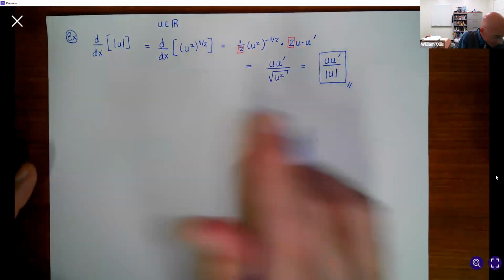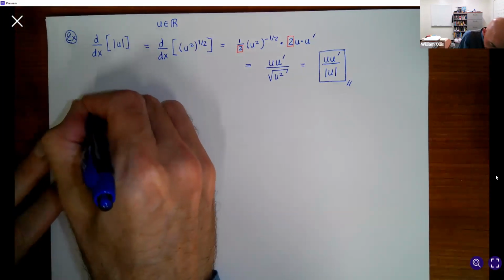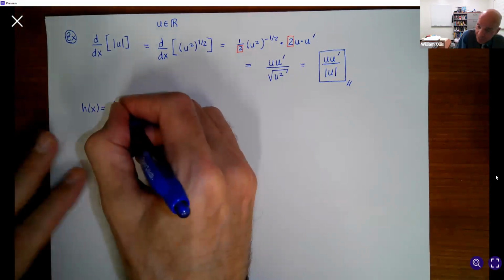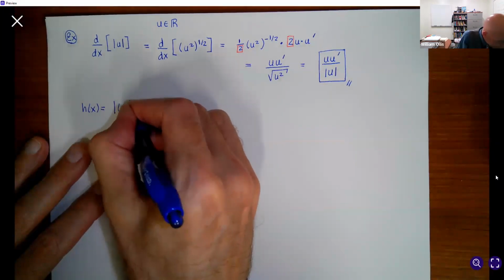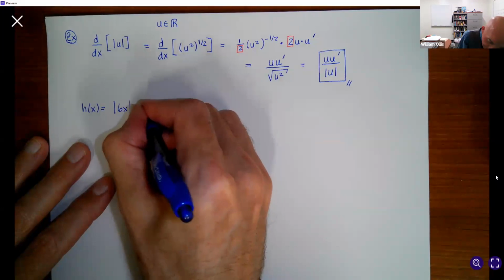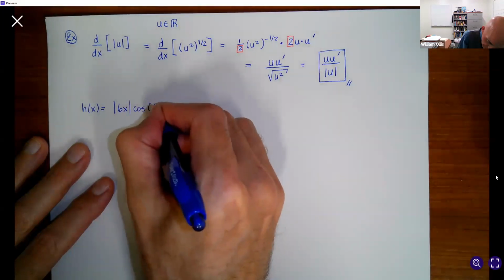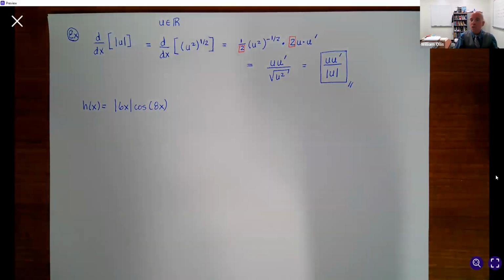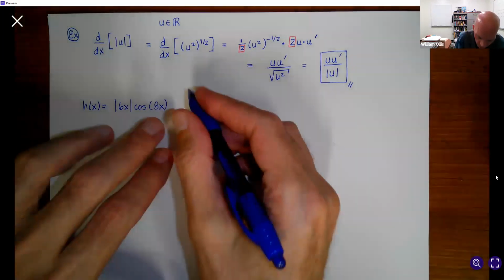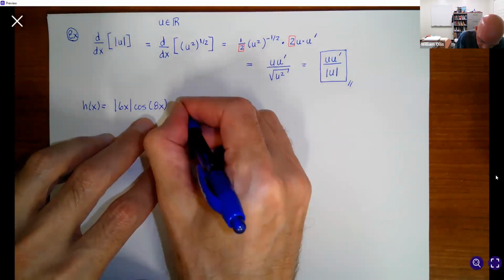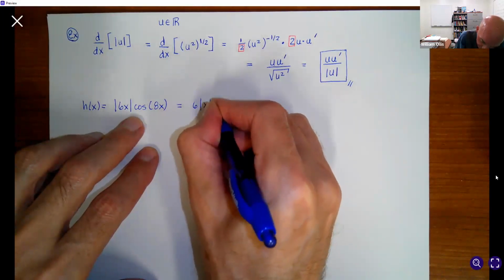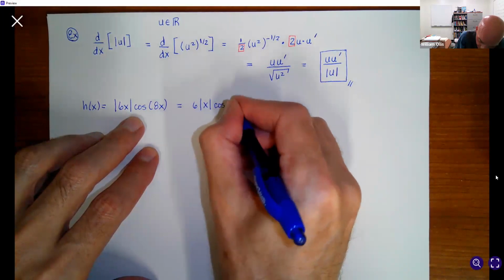So now the problem says h of x equals the absolute value of 6x times cosine of 8x. So this is great. This means that we can use the product rule in conjunction with the what? Chain rule. Now, of course, this is not complicated. So of course, we can factor out the 6: 6 times the absolute value of x times cosine of 8x.